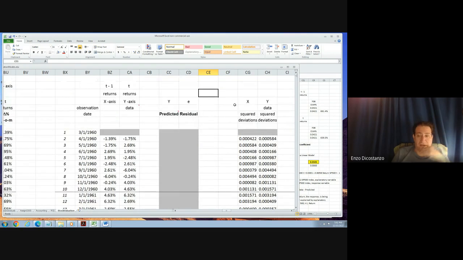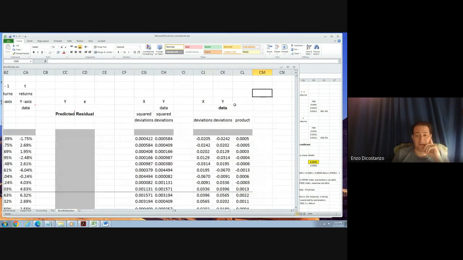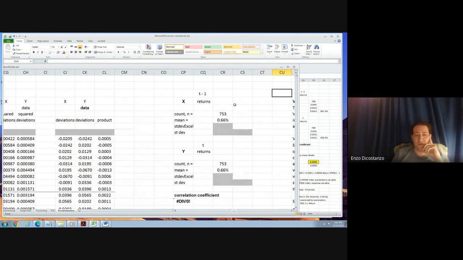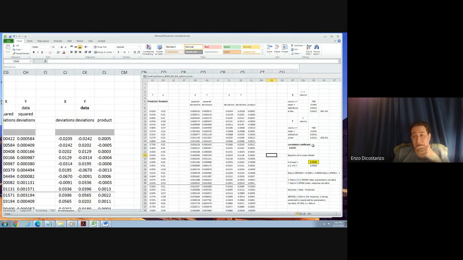Okay, so we have this. We have all the pieces that we need to construct the standard deviations. You can do it for X, you can do it for Y, and we're lucky in the sense that we have the Excel formula here. We can test what's going on.